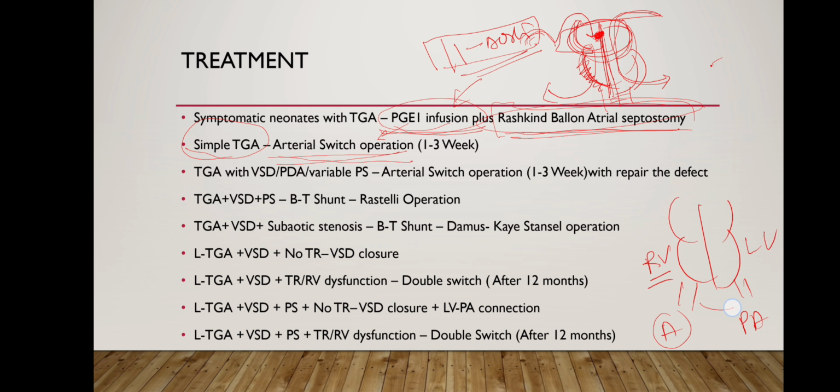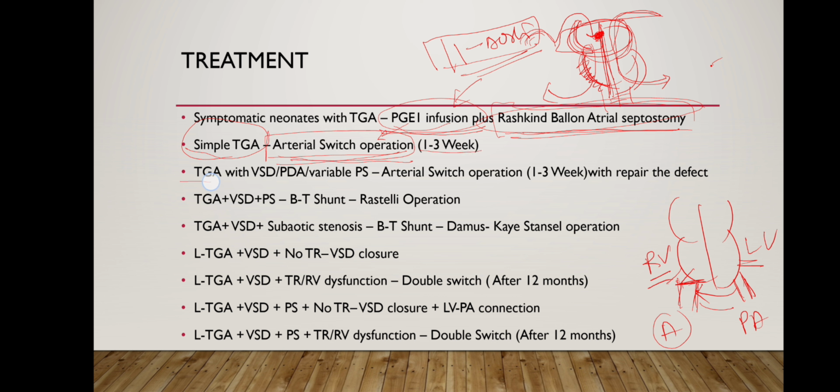So we have to switch them. That means we cut the pulmonary artery and attach it to the right ventricle, and we cut the aorta from the right ventricle and attach it to the left ventricle. That is called the arterial switch operation. We have to do this operation as early as possible.